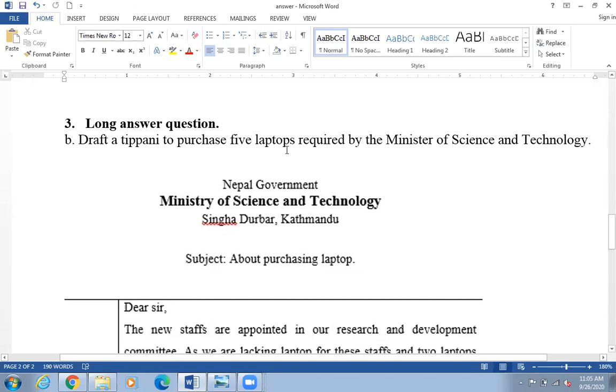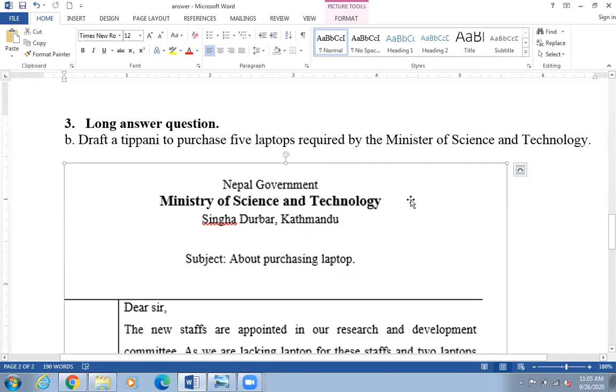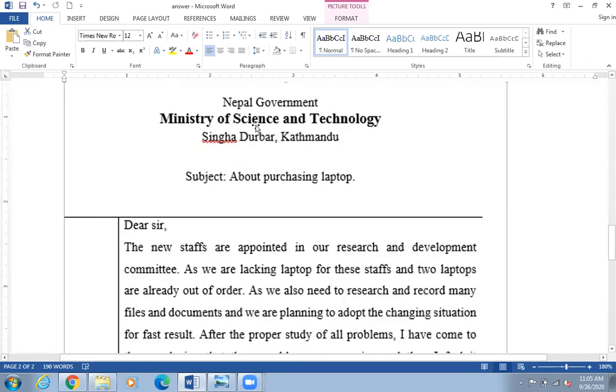5 laptops are required by the Ministry of Science and Technology. So where is this Ministry of Science and Technology? It is in Kathmandu, Singha Durbar. It is a government office, which means we need to write Nepal Government at the top. Whatever your normal handwriting is, write Nepal Government with the same handwriting at the top. Then with a little bit bigger handwriting, write Ministry of Science and Technology.